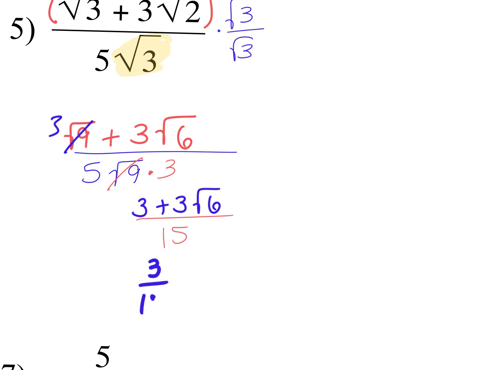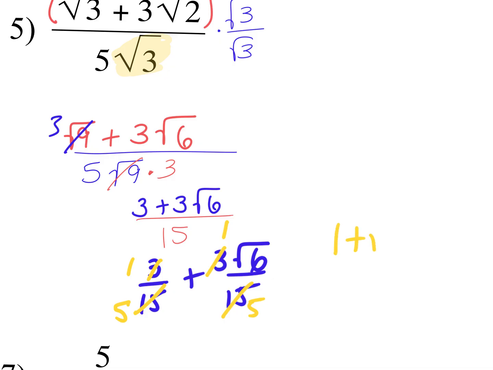Make this 3 over 15 plus 3 square root of 6 over 15. What goes into both 3 and 15? 3. So this becomes a 1, and this becomes a 5. So you're left with 1 plus the square root of 6 over 5. If you look at the answer key, that's what the answer is. But if for today you can get to that point, I'd be super happy.